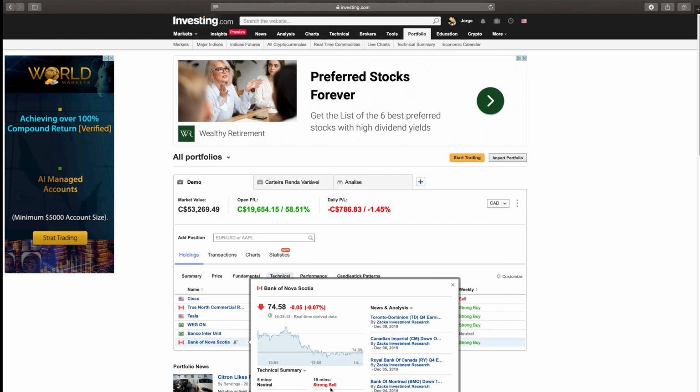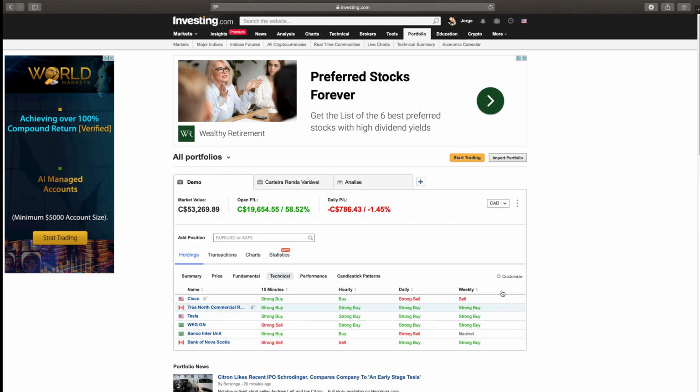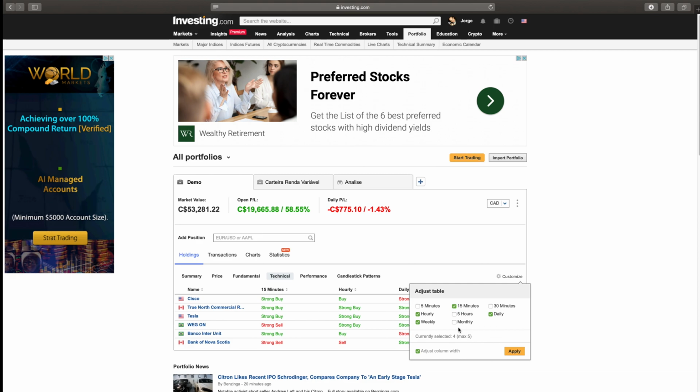Here is the technical summary. This is the information that you can see in the technical menu. If you see here, you have 15 minutes, hour, daily, and weekly. And this one you can customize. I can come here and include, if I want, 5 hours, 30 minutes, 5 minutes. I can include all those columns here.